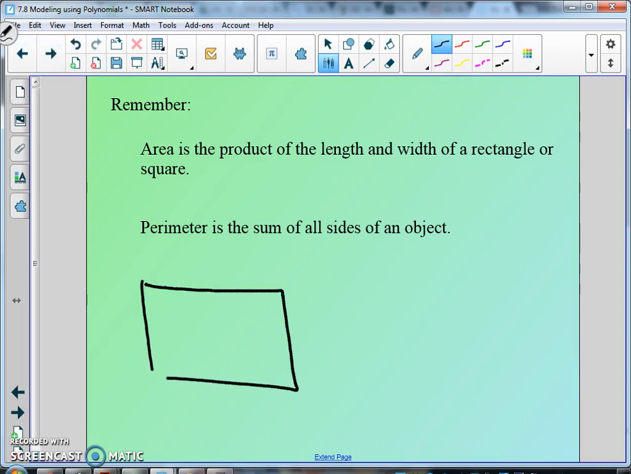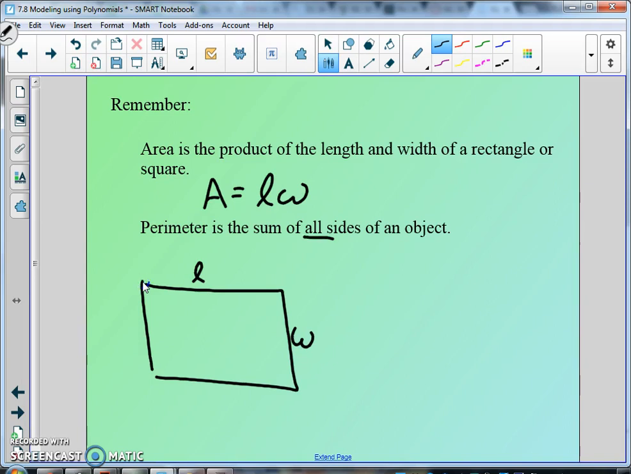This is a nice rectangle here. And we have a length and a width to this object. Now some people might prefer base and height. Either way is fine. Our area then, the area of an object, is just going to be equal to its length times its width.